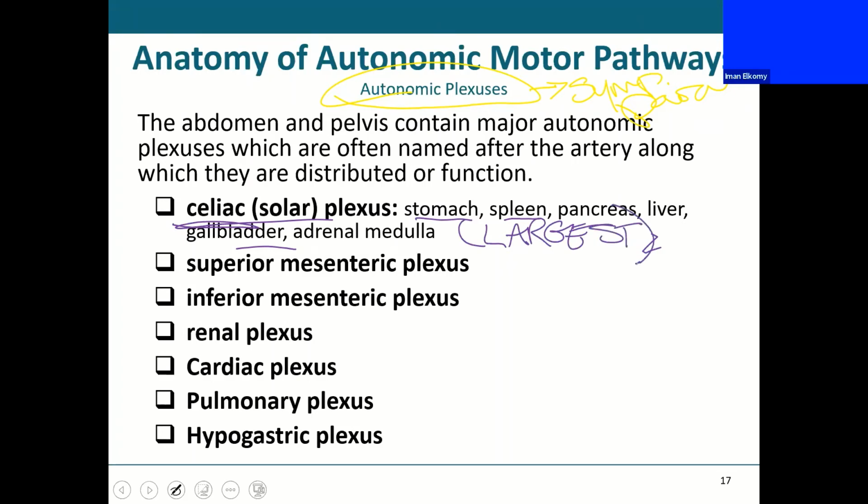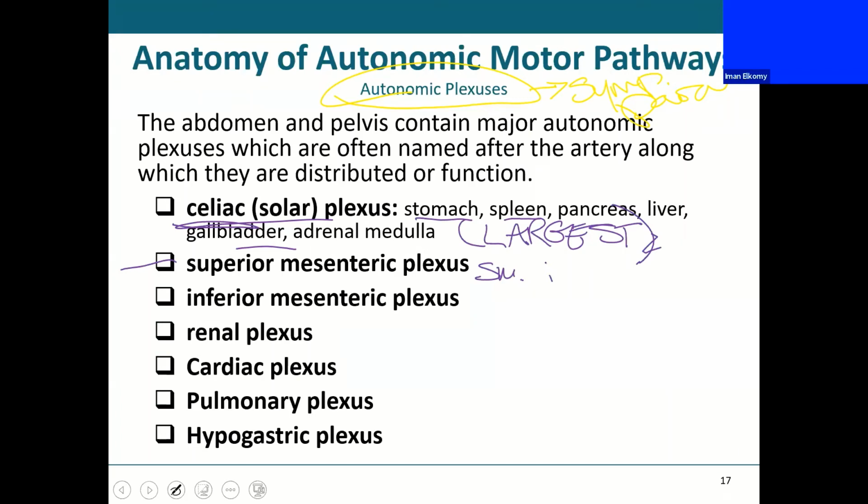Superior mesenteric plexus. Where did we see the superior mesenteric artery? That was your second branch. Where did it go? It went to the small intestine. So the superior mesenteric plexus will innervate the small intestine.